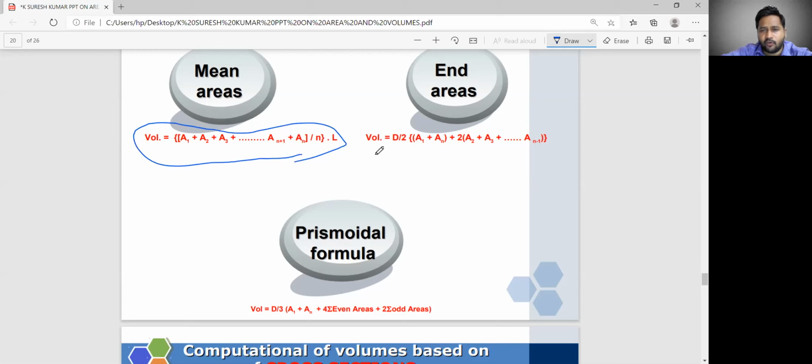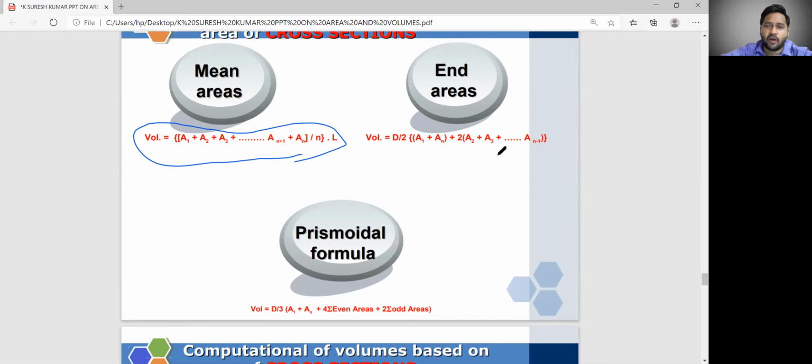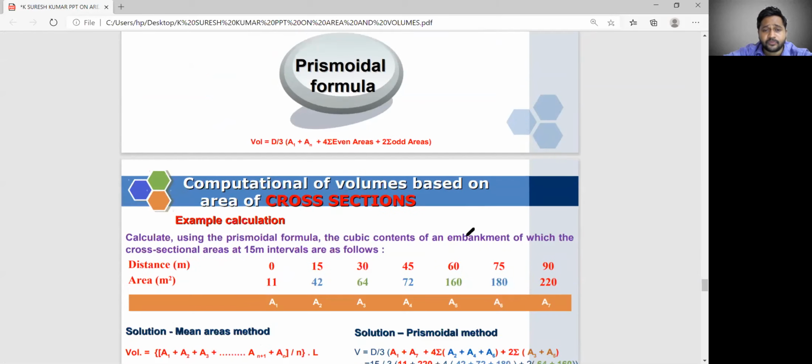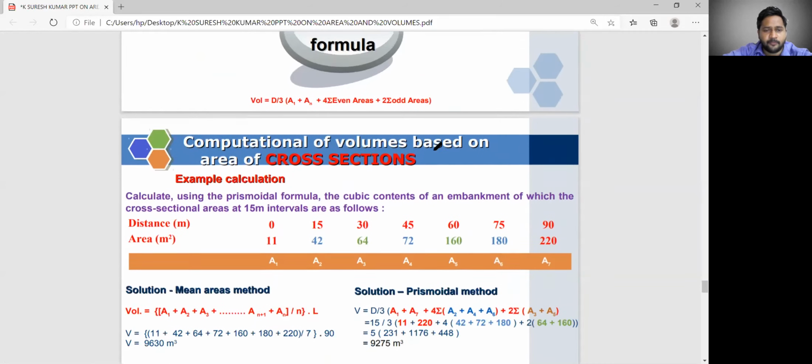End area method: volume equals d by 2 into (A1 plus An plus 2 into the remaining areas), which gives you the volume of that particular field. By using the trapezoidal formula, volume equals d by 3 into (A1 plus An plus 4 into the even areas plus 2 into the odd areas), which gives you the volume by the trapezoidal formula.